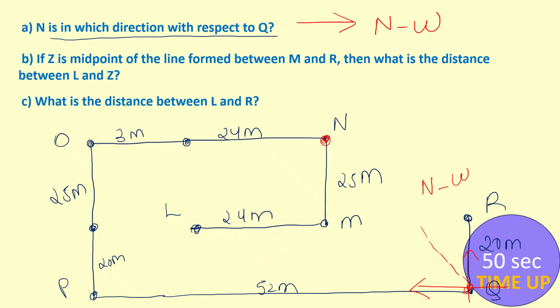What is the second question telling you? If Z is the midpoint of the line formed between M and R, then what is the distance between L and Z? If Z is the midpoint between M and R, they have asked the distance between L and Z. So you need to find out the distance between M and Z now. How to find out?